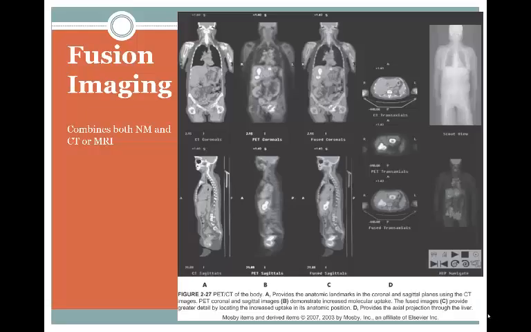Fusion imaging is a new way of imaging. It's a hybrid equipment that produces two modality images simultaneously. So if you use nuclear medicine and CT together, that's fusion imaging. If you use nuclear medicine and MRI, again, it's fusion imaging, which uses special software designed to overlap these two modalities.